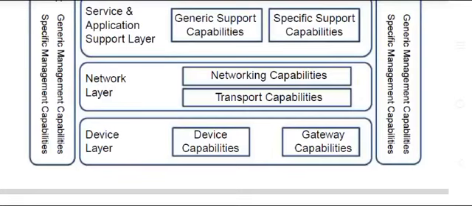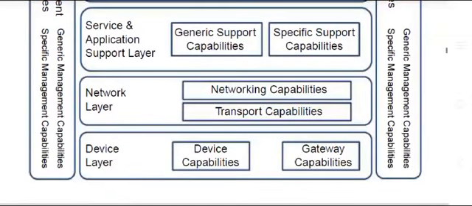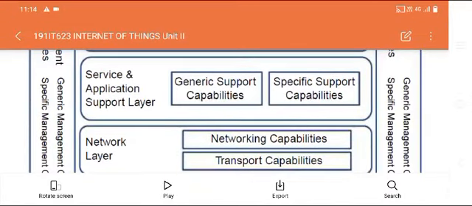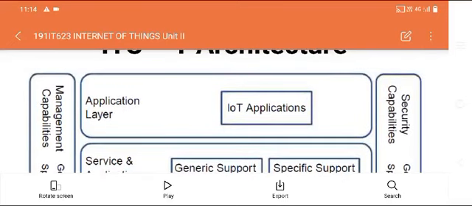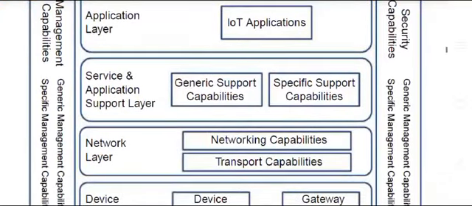The bottommost layer is the device layer, which performs device capabilities and gateway capabilities. Next is the network layer. This layer performs two operations: one is to analyze the network, and the other is to provide the transportation of data through the network. Next is the service and application support layer. This provides generic support capabilities and also some specific support that is required for an ITU to transmit the data. And last one is the application layer, which works on IoT applications.